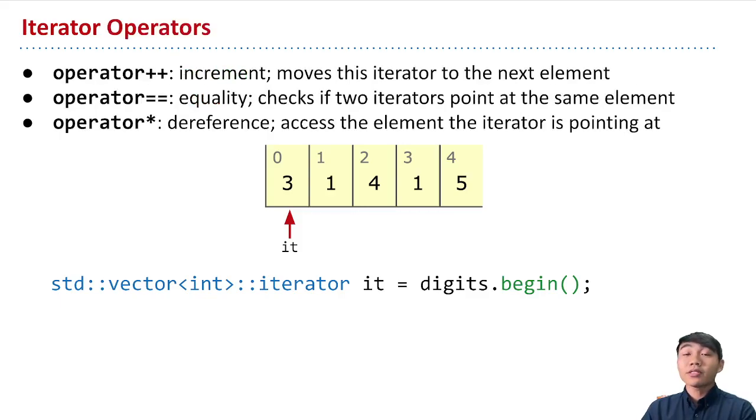Now, there are some operators that are defined that we can use on iterators. The first being the increment operator, or the ++. What that does is it moves the iterator to point to the next element. We can also check for equality between two iterators using the double equal sign. And the star is the dereferencing operator. So in other words, we can access the element that that iterator is pointing to, much like raw pointers. So let's try incrementing the it variable here and see what happens. So it++ moves the iterator to point now to the second element in the vector. And if I dereference it, I would get the value 1.